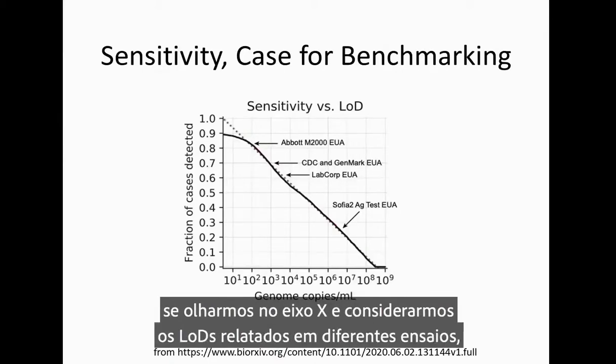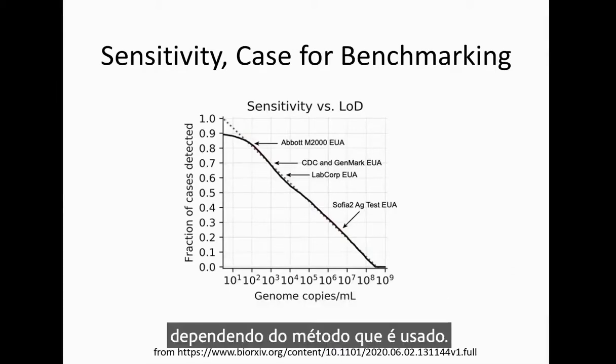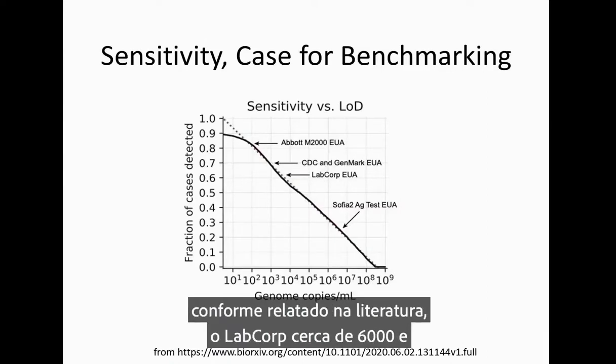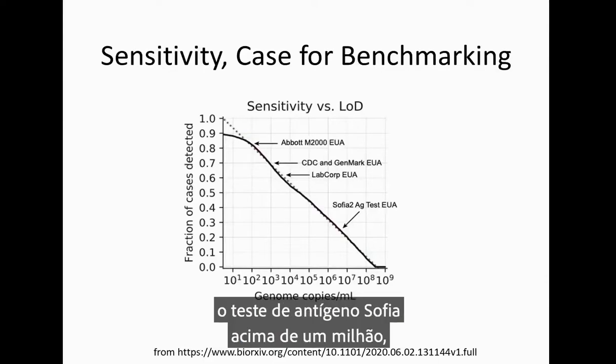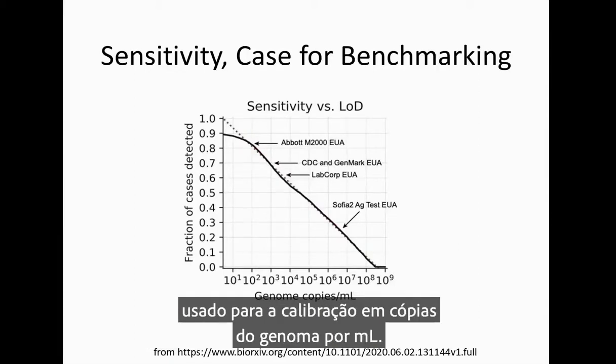What I think is very important to consider is if you look on the x-axis and then consider the reported LODs of different assays. For example, the CDC assay has a limit of detection of 1,000 or 3,000, depending upon the format that's used. The GenMark EUA has a limit of detection of 1,000 as reported in the literature. LabCorp about 6,000, and the Sophia antigen test above 1 million, if you convert the units they use based upon their reference material for their calibration into genome copies per mil.